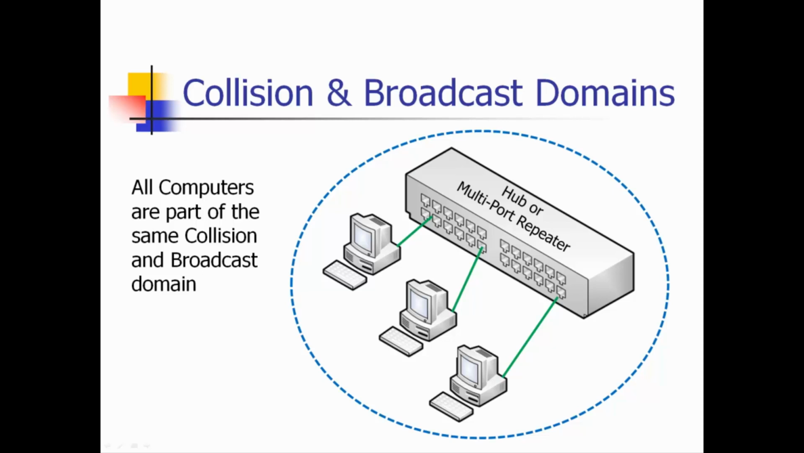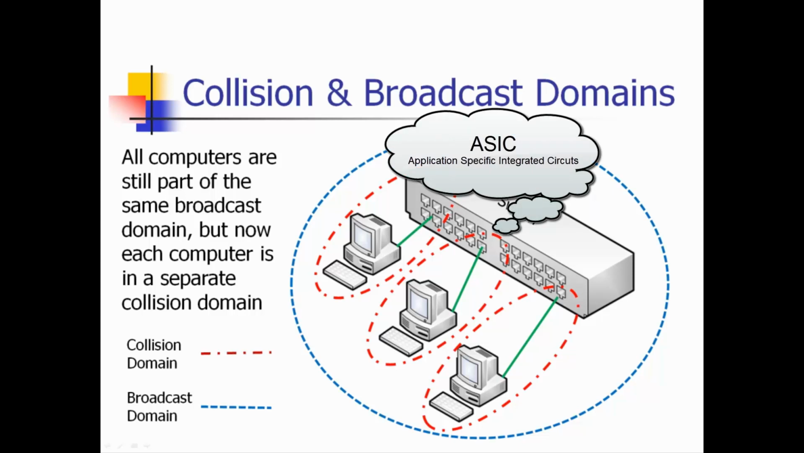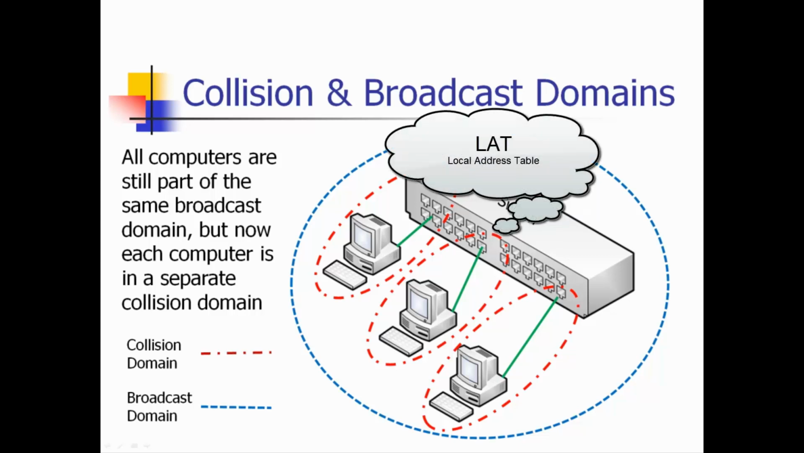So the alternative is to replace the hub with a switch. And a switch is still physically configured the same way as the hub. All ports are connected to each other. But a switch uses what are called ASIC chips. ASIC stands for Application Specific Integrated Circuits. And a switch also consists of a local address table, or LAT.